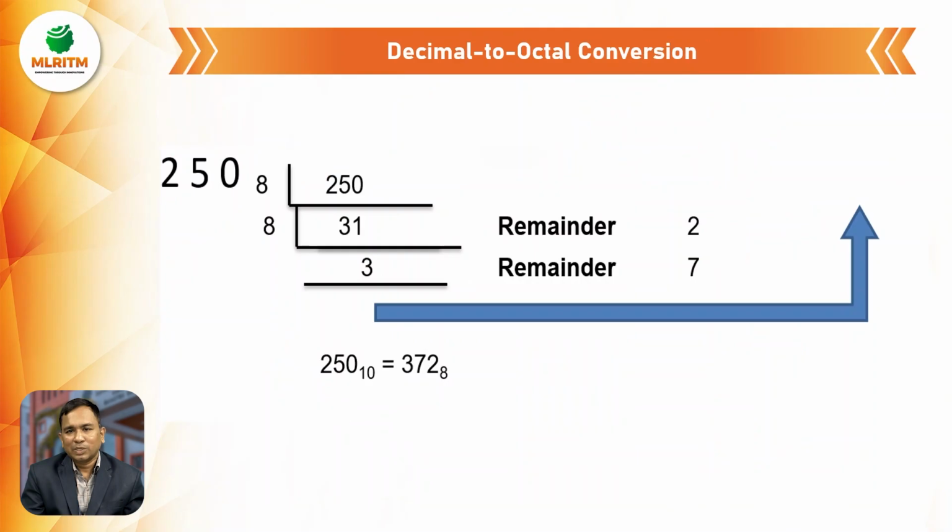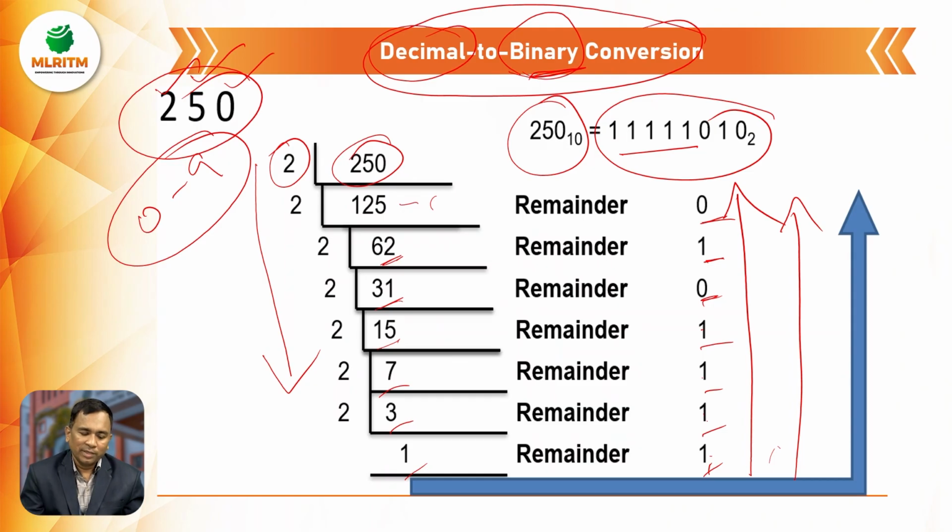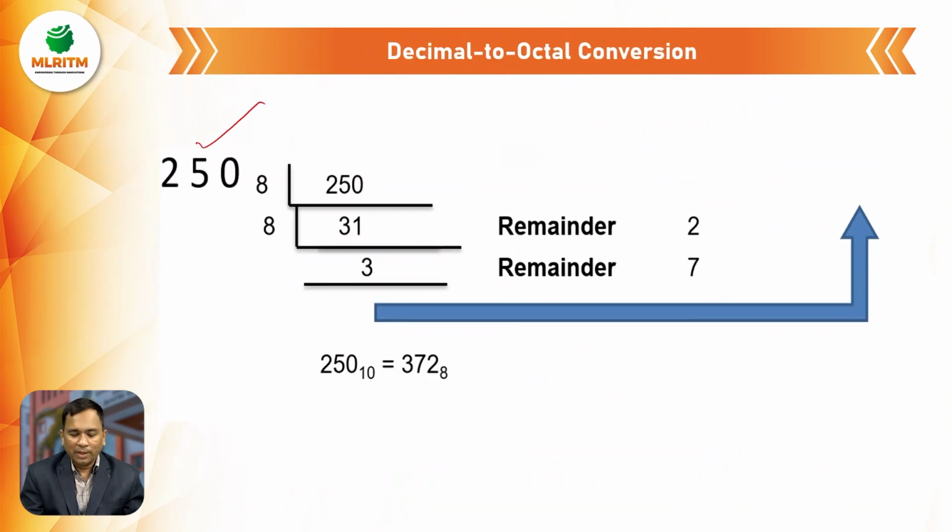Next, decimal to octal conversion. Same as previous, I'm taking the same number, 250, that we converted here. But in the previous decimal to binary conversion, the number was divided by 2.